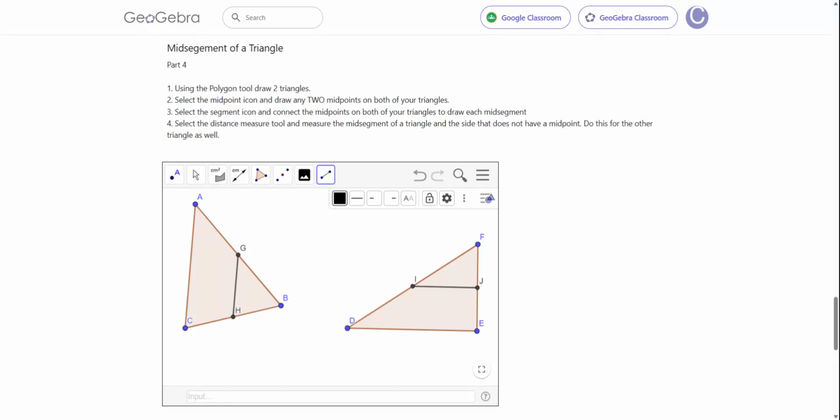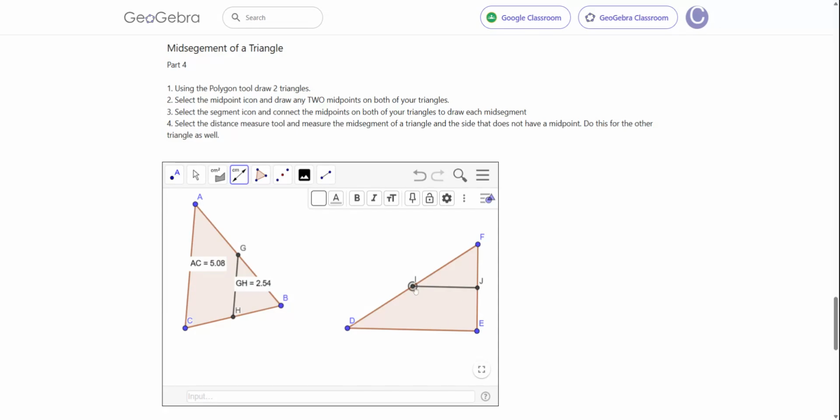All right, now we're going to use that distance measure tool. That's this one right here. It's got the arrows on the ends where it says centimeters. So I'm going to use that, and I'm going to measure my mid segment by selecting the endpoints, and that side that doesn't have a midpoint on it, I'm going to measure that side as well. This is why it's important, because we want to make sure we're measuring the correct side of the triangle as well as the mid segment we've drawn.